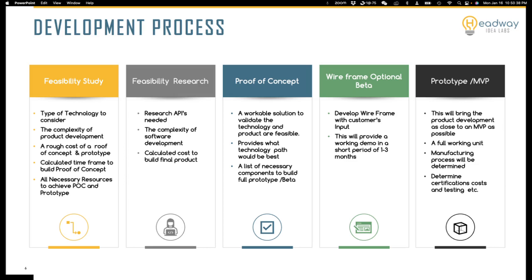So research the APIs, the companies behind the APIs, the success of those companies that have provided those APIs. Research the complexity of the software development. Are you going to need specialized developers to build what you need to build? And then again, similar to the feasibility study for the hardware side, calculate the cost to build the final product.